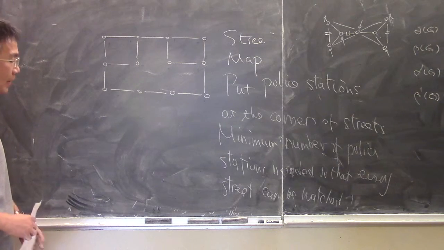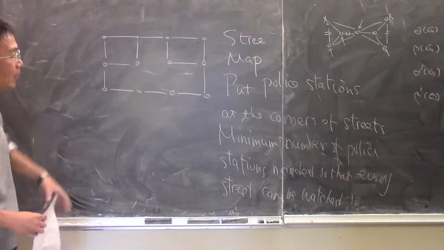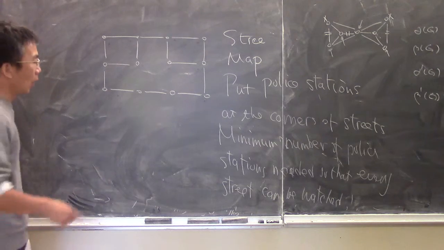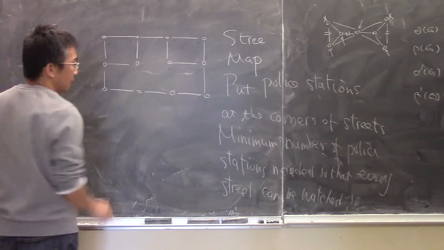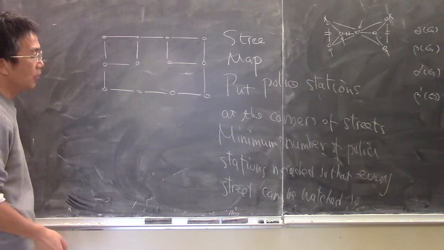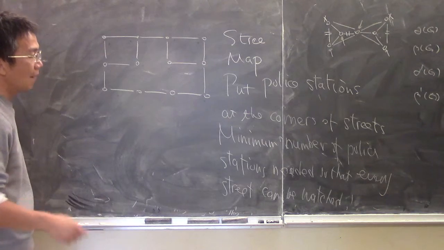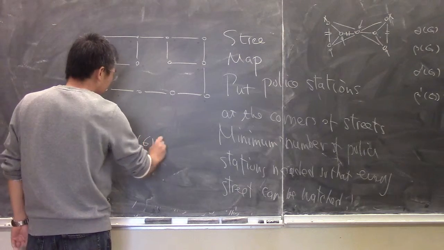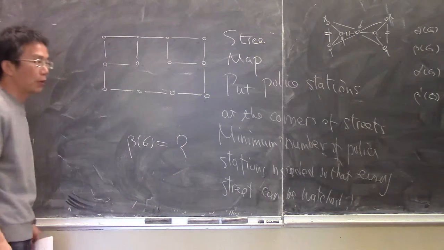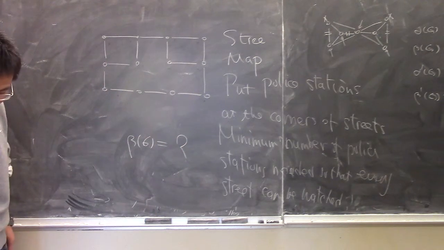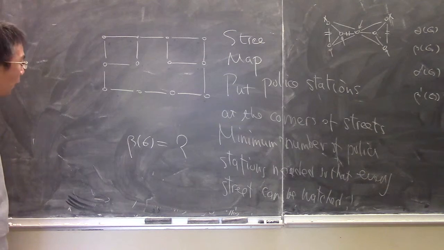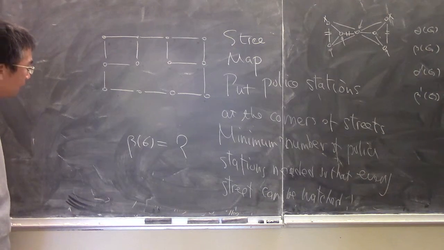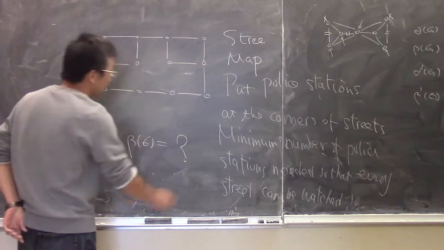So in other words, if you look at this map, a corner is basically a vertex, right? So you want to find the minimum number of vertices that is going to cover all of the edges. So that's going to be your beta of G, right? What's the number for this beta of G? And let's look at how we are able to find this number.